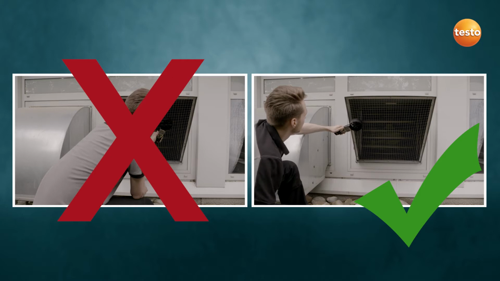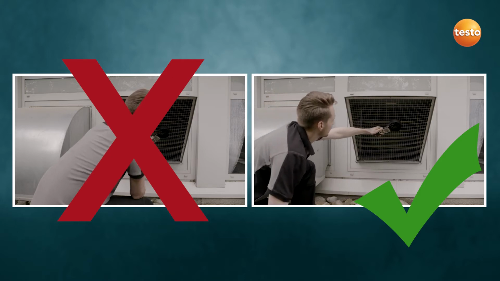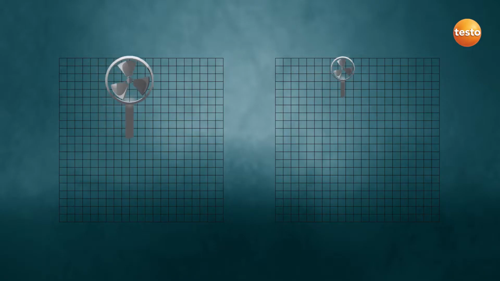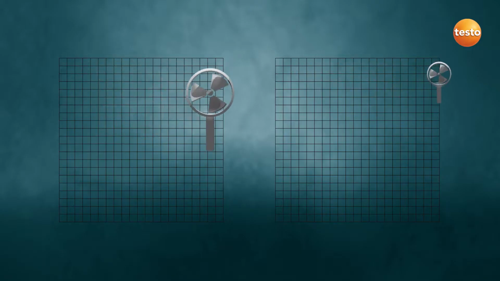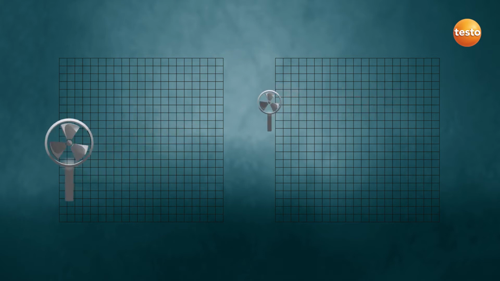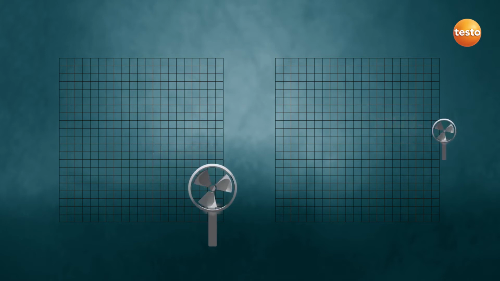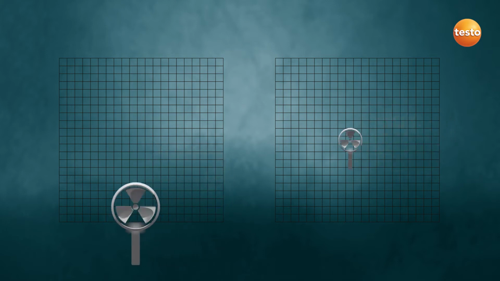The best method is to move the vane across the grill surface at a distance of 5 centimeters. Vanes with 100 mm diameter are better suited to measuring than instruments with smaller vanes, as the flow values are integrated and averaged over a larger area. Integrating the same area with a smaller vane takes significantly longer.